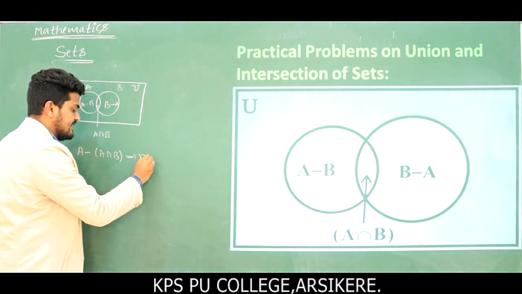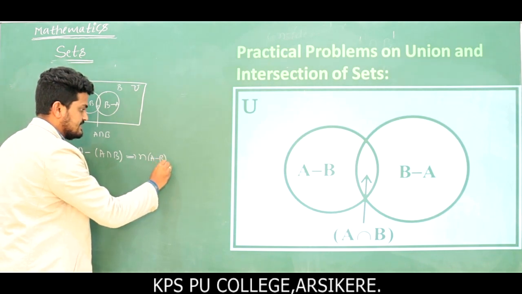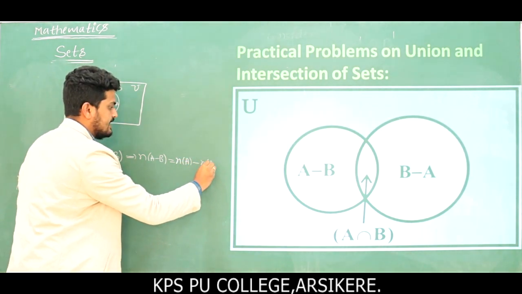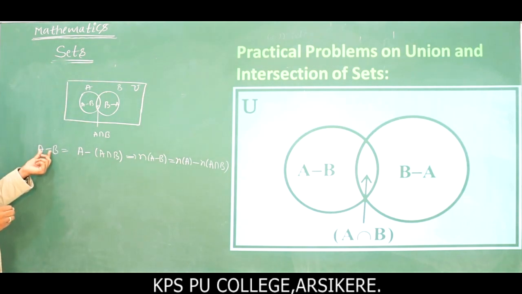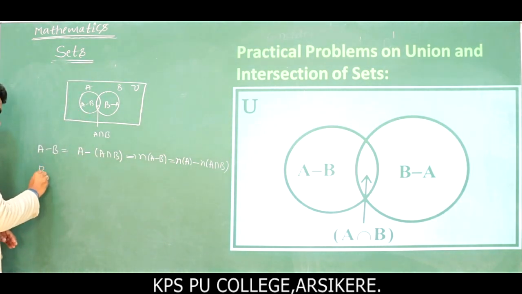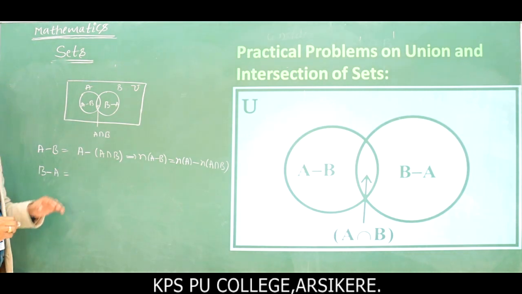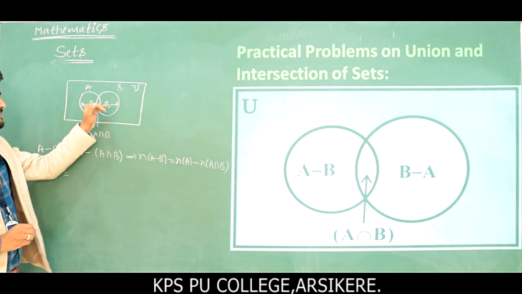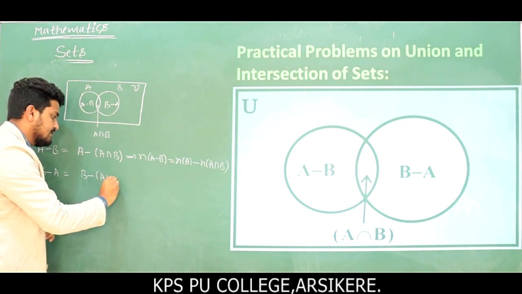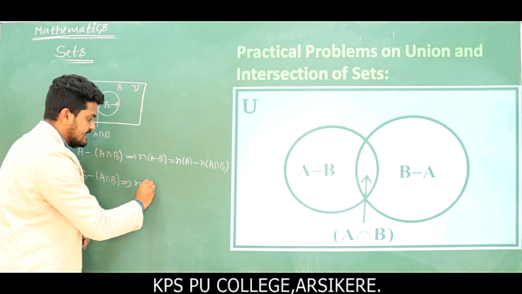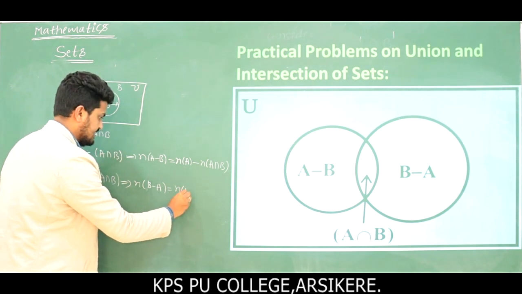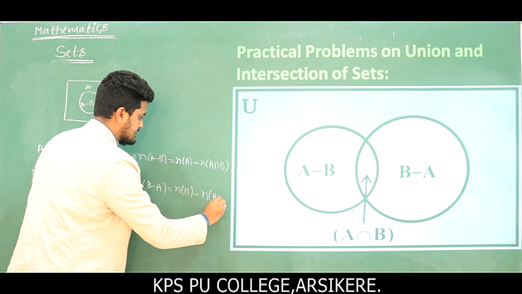Again this can be written as the number of elements of A minus B, n of A minus B, is equal to n of A minus n of A intersection B. In the same way, B minus A can be written the same as the first one: from B we subtract the intersection part. So n of B minus A is equal to n of B minus n of A intersection B.